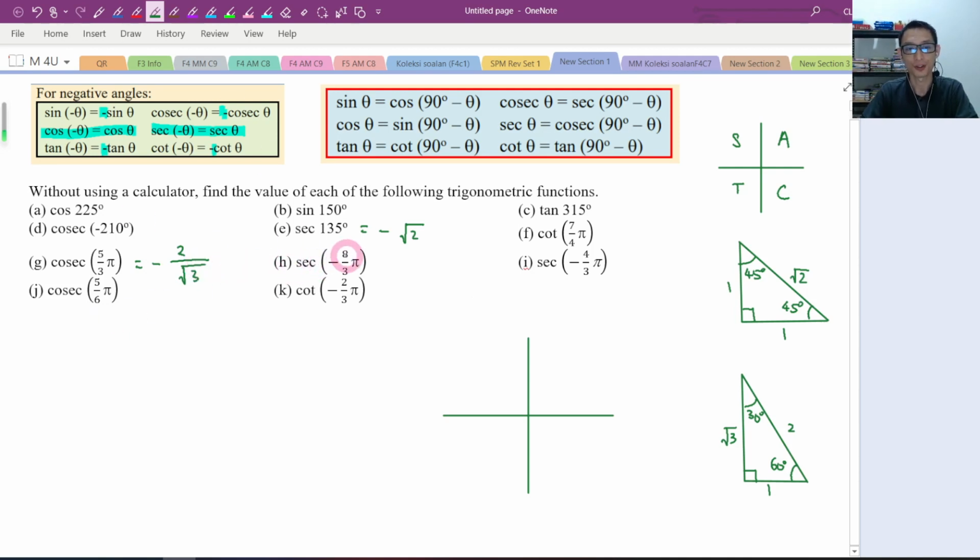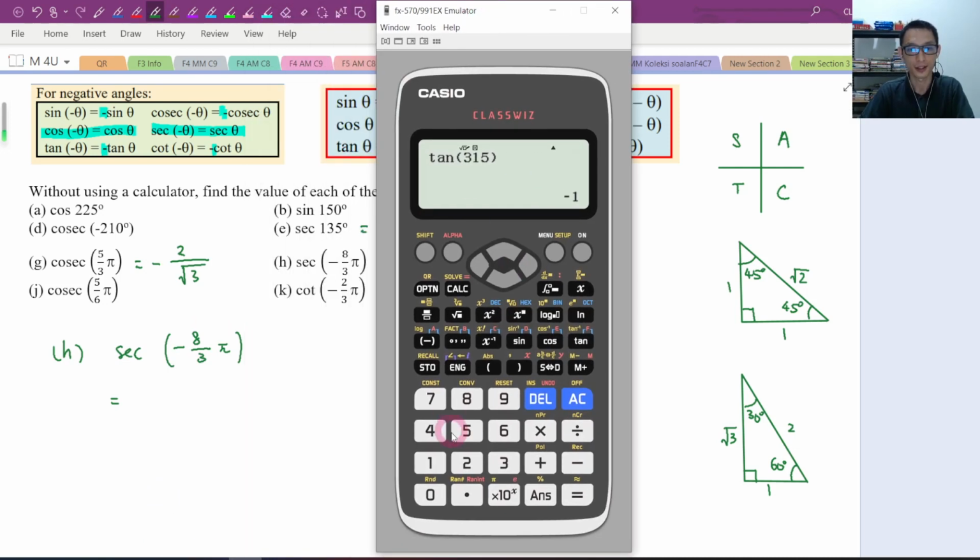Now this time, this is in radian and we have a negative sign. -8 over 3 pi. So I'm going to convert it to degree first. How do we convert it to degree? You just assume the pi is 180 and you key in your calculator 8 over 3 times 180. You get 480.